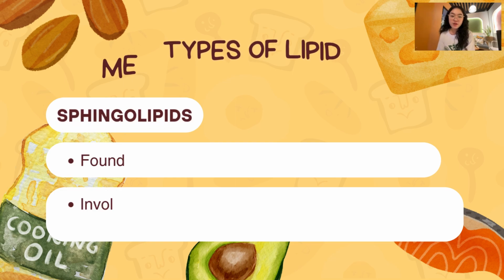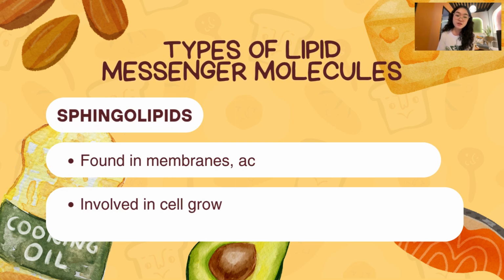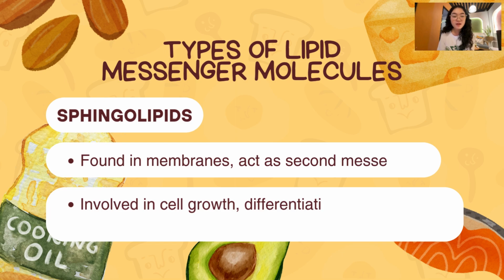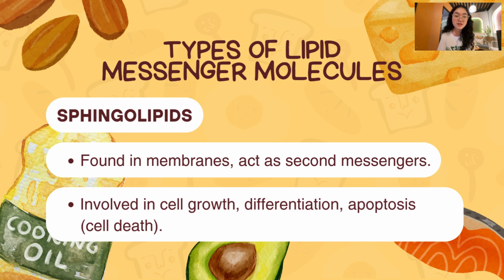Next, we have the sphingolipids. These lipids don't just make up membranes. They also act as second messengers. What does that mean? When a signal hits a cell, sphingolipids help pass on the message inside, especially for responses like cell growth, stress reaction, apoptosis, or programmed cell death, like when the body removes damaged or infected cells. So sphingolipids are like middlemen to make sure the cells react properly.